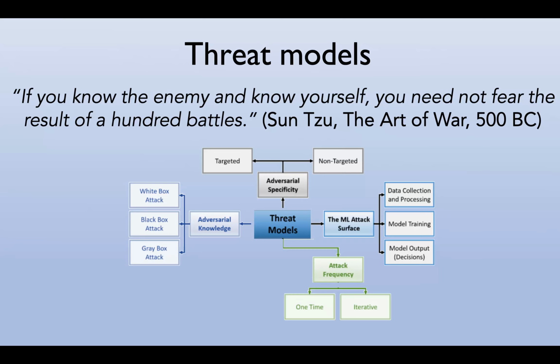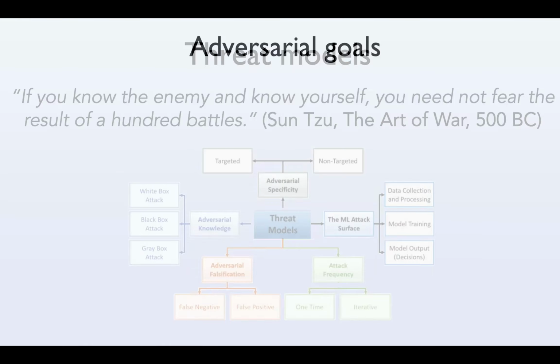Also, the attack frequency. Is the attack just a single time attack or is it an iterative attack? So it's common for the iterative attacks to be more powerful because they can continuously improve their attack strategy. But with just a single time attacker, these attacks are constrained. Whatever they have to do, they only have one chance. Adversarial falsification: what kind of a misclassification is the adversary interested in? Does the adversary want a false negative or a false positive? So all these things are stated and then studied for both the attack and the defense.